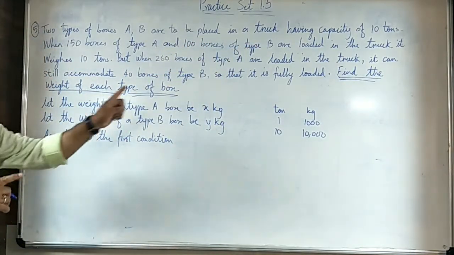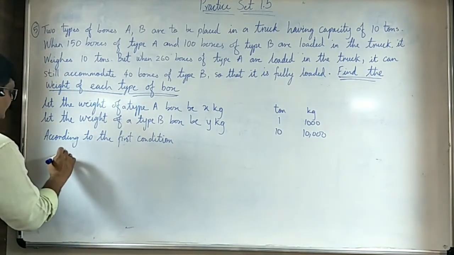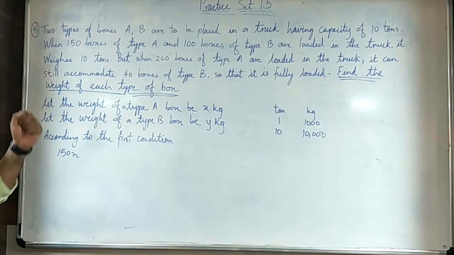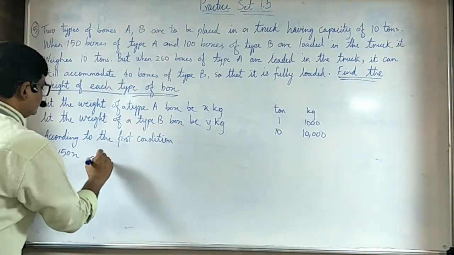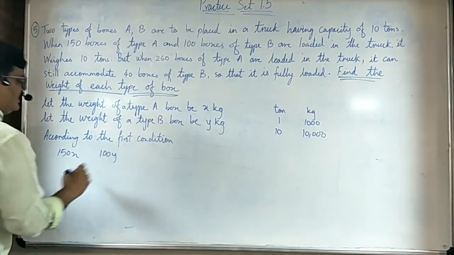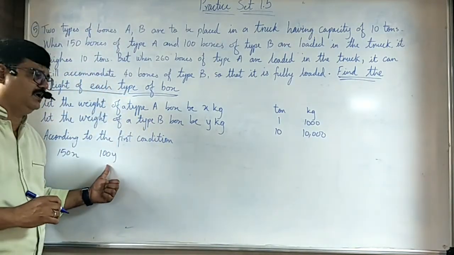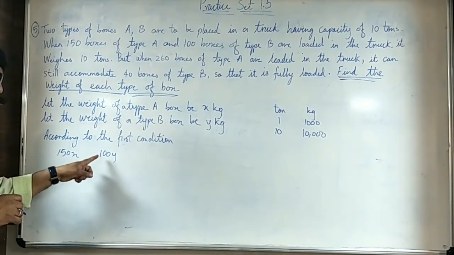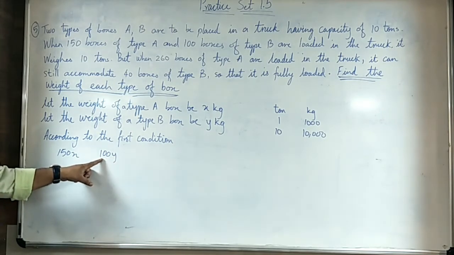So if one box is x kg, how many kg will 150 boxes be? It is 150x. This is the weight of the 150 boxes of type A. Then there are 100 boxes of type B. The weight of one box of type B is y kg, so 100 boxes will be 100y kg. This has to be understood carefully.